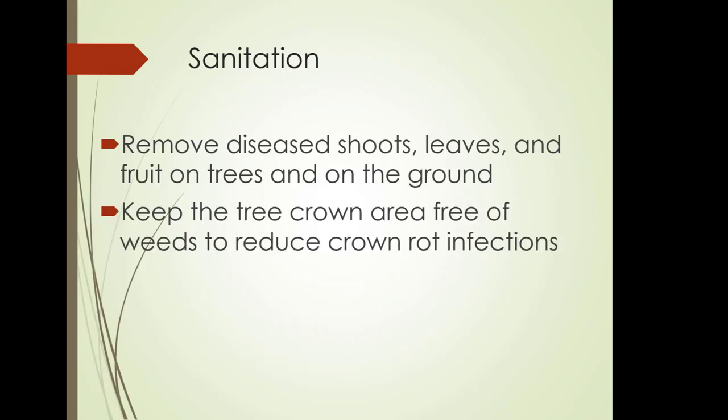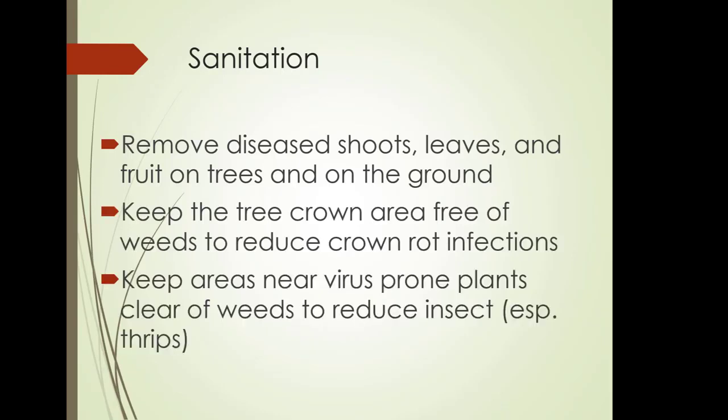Keep the tree crown area free of weeds to reduce crown rot infections. And then keep areas near virus-prone plants clear of weeds to reduce insects. Thrips in particular can live in weeds, and they are some of the worst vectors for viral diseases of plants.